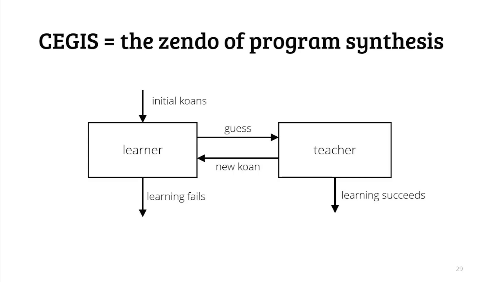CEGIS works just like that. It's basically the Zendo of program synthesis, right? Except that instead of a learner, you have an inductive synthesizer. What do I mean when I say inductive synthesizer? It means something that can synthesize from examples, from input-output examples. And instead of a teacher, I have something called a verification oracle. What's a verification oracle? It's something that can take a program and a spec and say either this program is good on all inputs, or it can give you an input on which the program is bad, is incorrect, right? And that input is called a counterexample. And that's where counterexample guided inductive synthesis comes from, right?